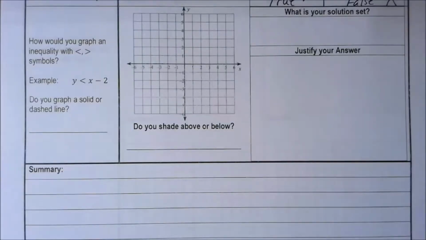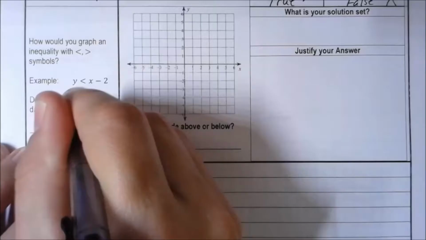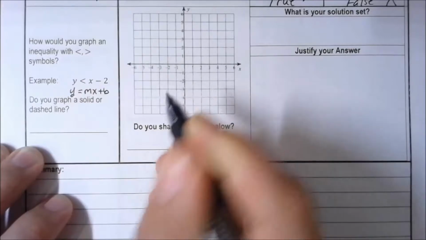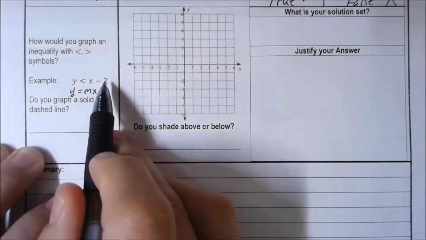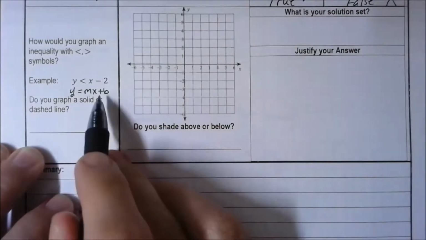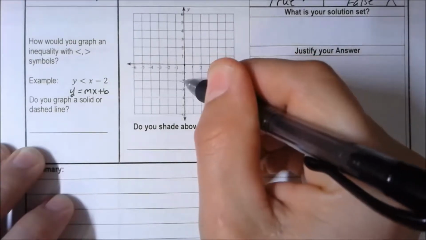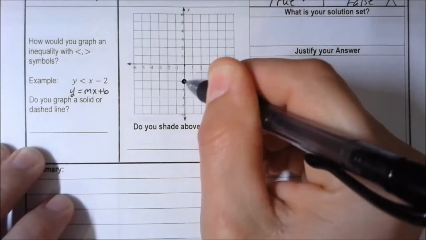Alright, in this one we're going to be graphing y is less than x minus 2. As always, keep in mind this is really just y equals mx plus b. In this case my y-intercept is negative 2, so I want to start by graphing that. So I'm going to plot that point, so I'll go down 1, 2 on the y-axis.